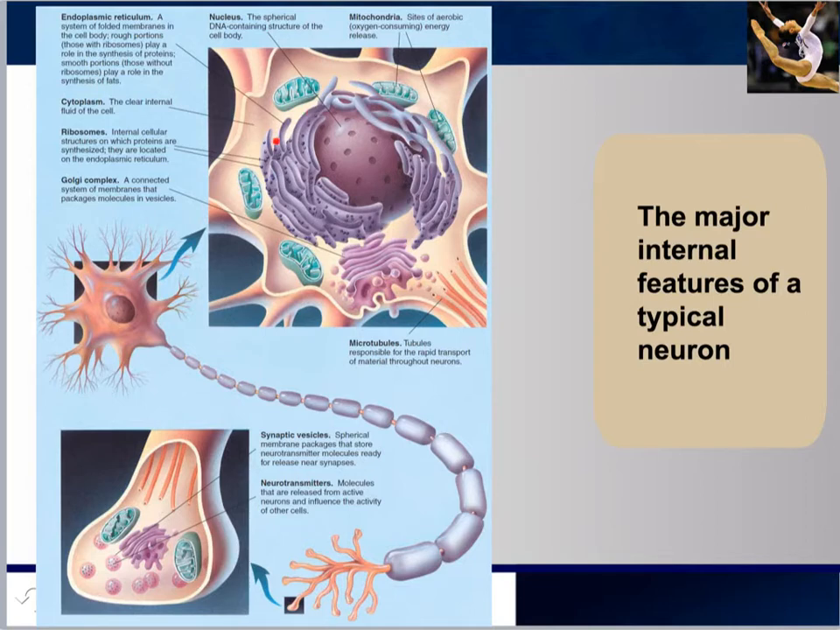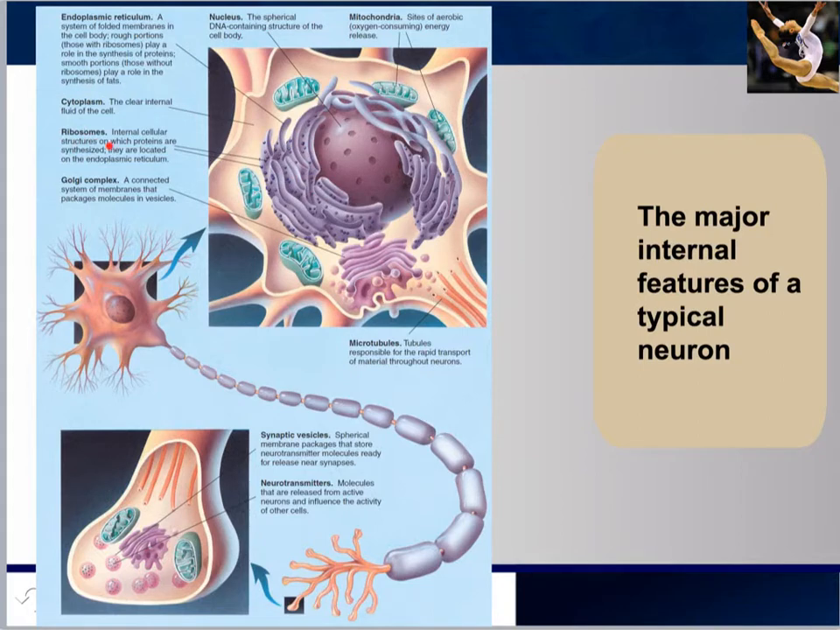This complicated part right here, this purple part all around with ribosomes, which are these little dots in here, is a system of membrane in the cell body that has these rough portions. The roughness is made because of the presence of ribosomes, which we'll talk about in a little bit. And this endoplasmic reticulum plays a role in the synthesis of proteins, basically the creation of proteins. The smooth portions, those without the ribosomes, play a role in the synthesis of fats. And so this is essential.